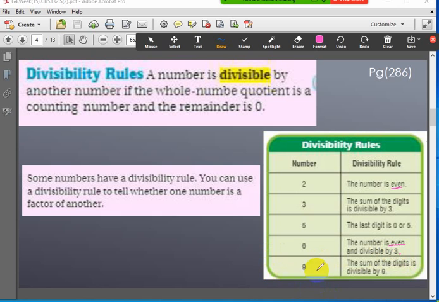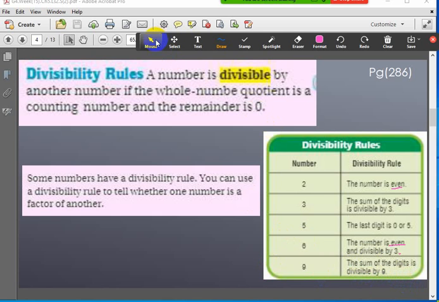Now I will know if the number is divisible by 9. The sum of the digits is divisible by 9. That means I have to add the digits, the ones, the tens, the hundreds, and the sum for the addition must be divisible by 9. That means I can divide it on 9.